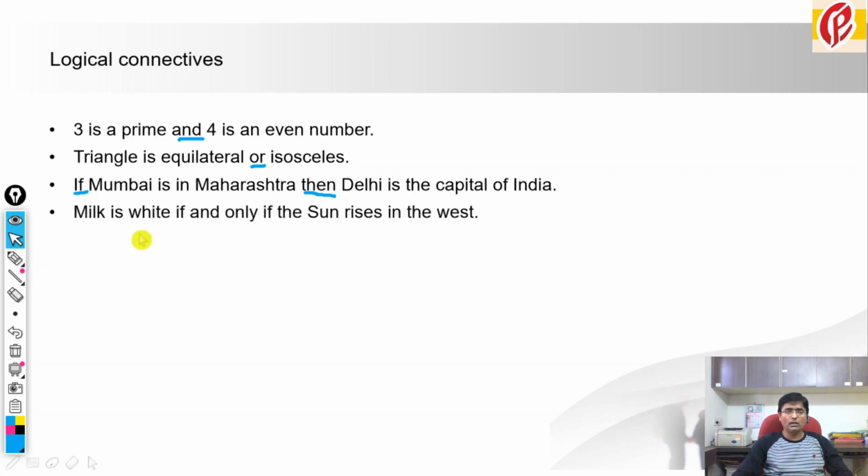Next, milk is white if and only if the sun rises in the west. So here are two statements, and these two statements are joined with if and only if.